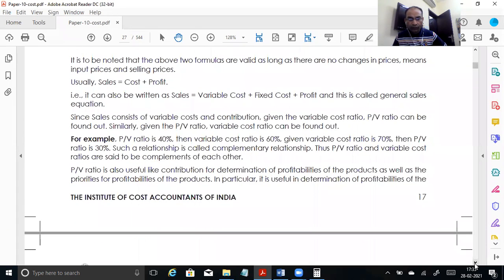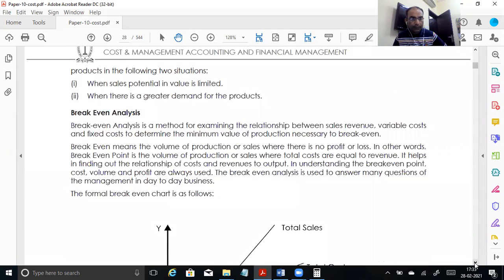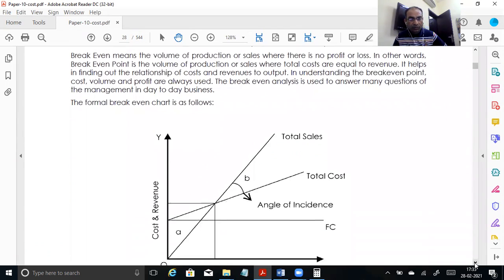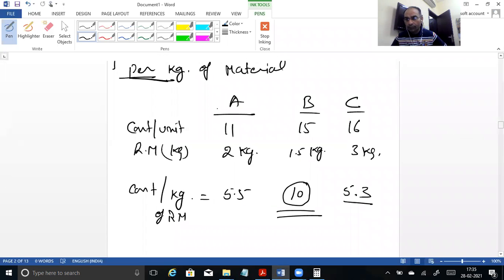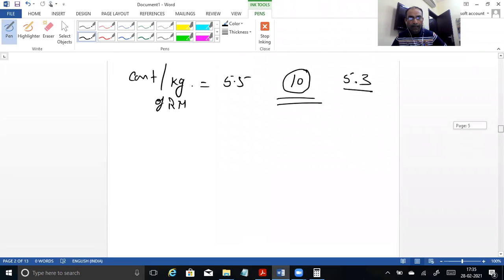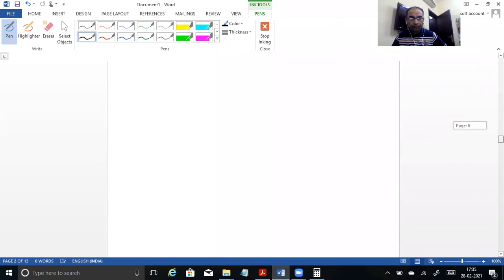Now we'll see some questions here. This is break-even analysis. You can see this graph. It is a very simple graph. You can understand this is the total sales curve and this is the total cost curve. Why this is so, let me draw it for you. See here, this is your x-axis, this is the y-axis, this is the point of origin.